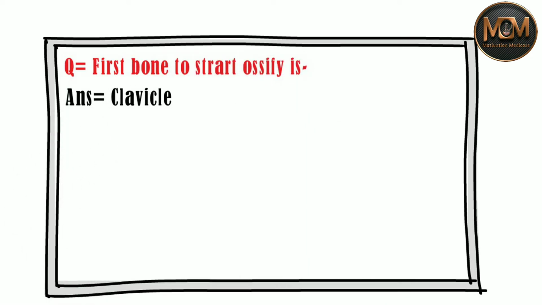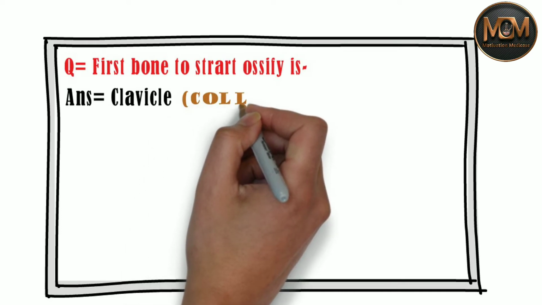Maybe you have started studying anatomy, so at the very first you have studied the upper limb and also the bones of the upper limb. So you have studied the clavicle bone over there as well, and this clavicle bone is also known as the collarbone.